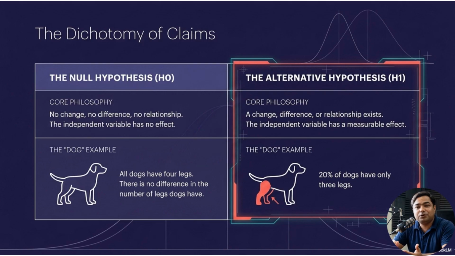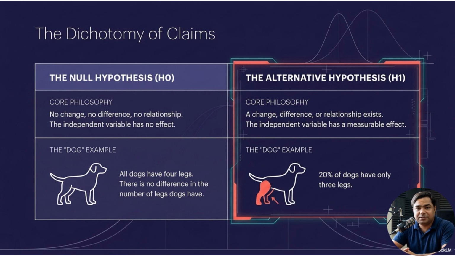Let us use the simple dog example from the slide. The null hypothesis says all dogs have four legs. There is no difference in the number of legs dogs have. The alternative hypothesis says some dogs may have a different number of legs. For example, 20% of dogs have only three legs. This is only a simple example, but it helps us understand the logic.